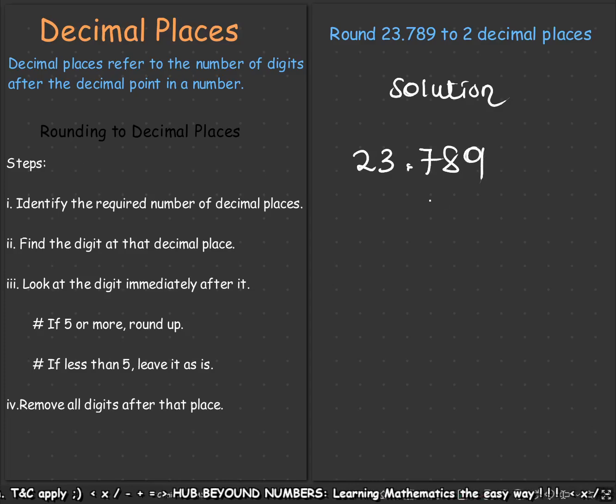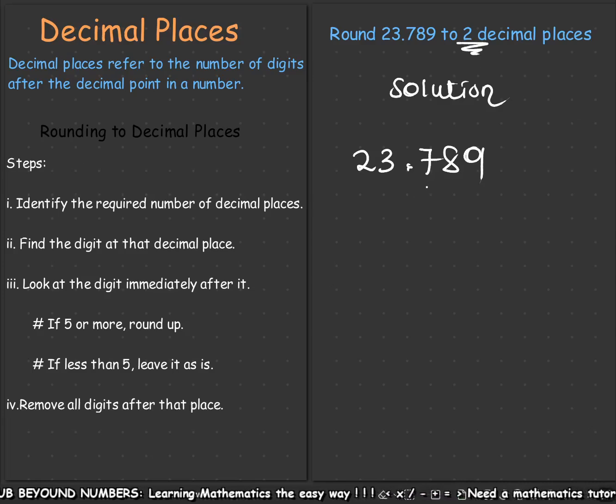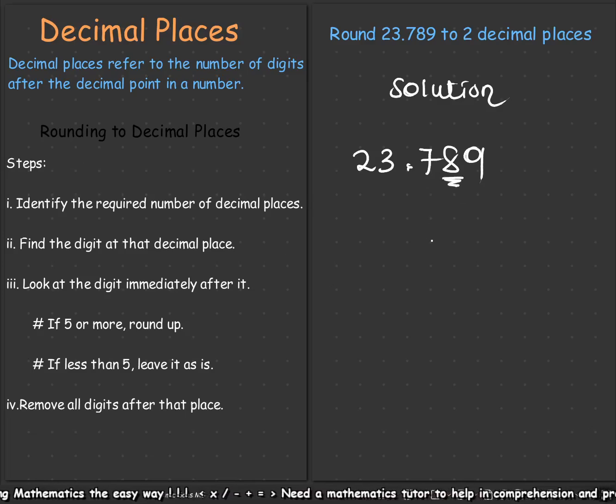23.789. You see, the first step is let's identify the required number of decimal places. That is 2 decimal places. Now we should find a digit at that decimal place. We have 8 there. So we have 8 at the 100th. Hence, we look at the digit that comes at its right hand, the digit right after it, that is 9.